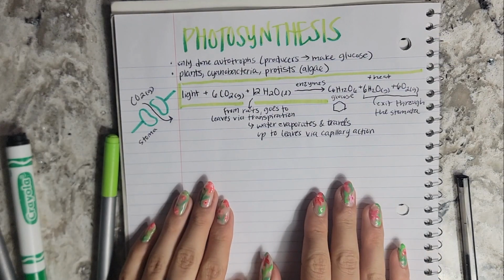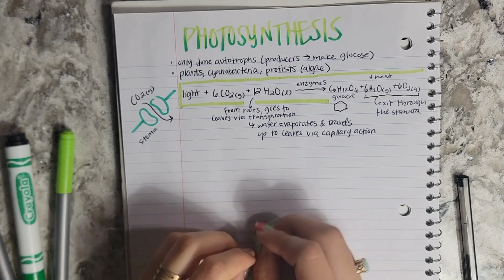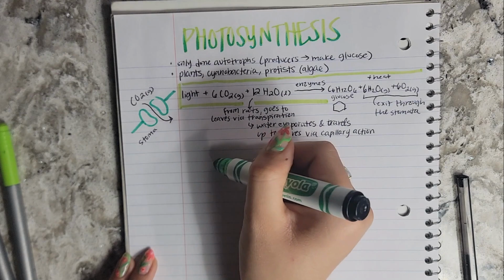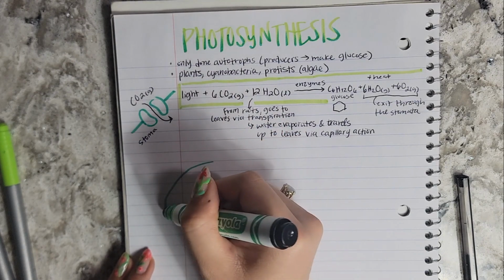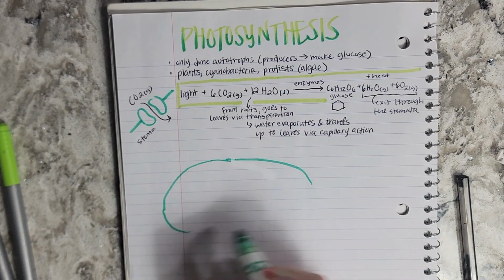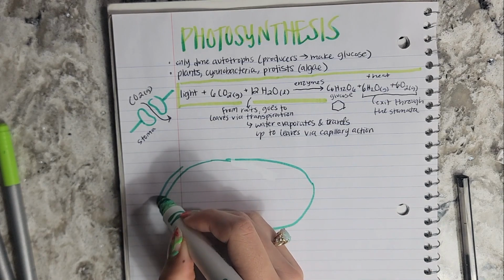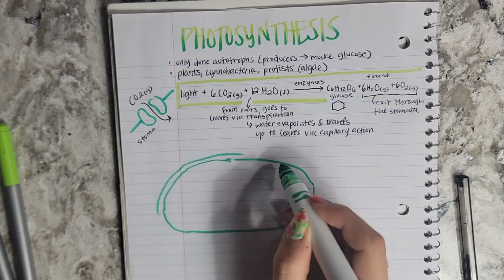Okay, before we look at the actual reaction that's happening, let's take a look at the chloroplast. So, what is a chloroplast? What does that look like? Guys, ignore my little whiteout moment there. Okay. So, the chloroplast has two layers.